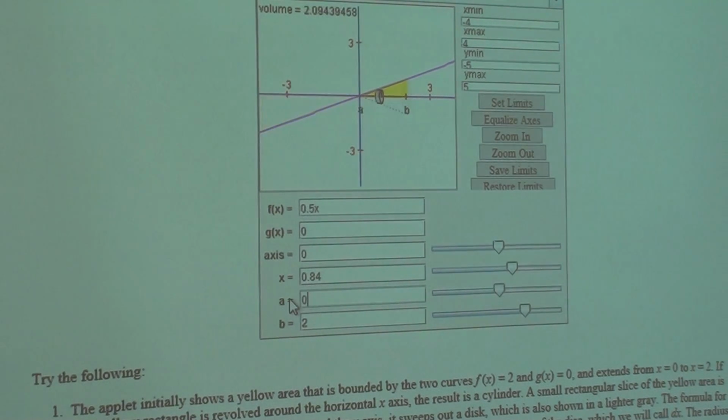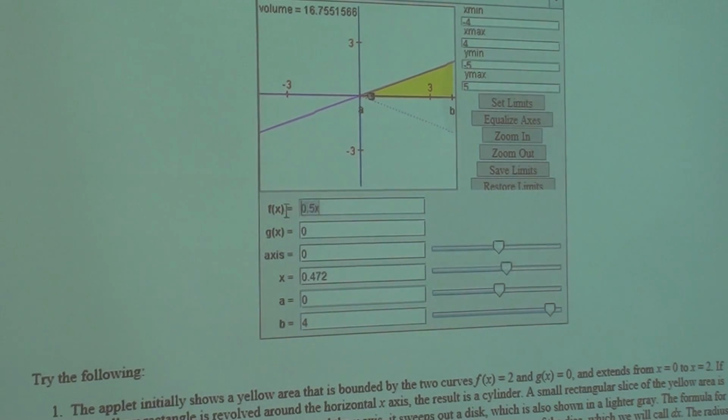Let's go 0 and 4. 0 to 4. No, sorry. The axis is 0, and the g of x is 4. The problem with that is this little applet won't do vertical rotations. So that wouldn't work? Yeah, that would be tricky. Lame. I was just trying to do the problem.